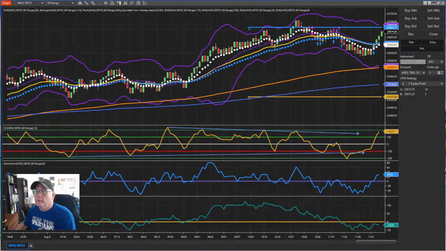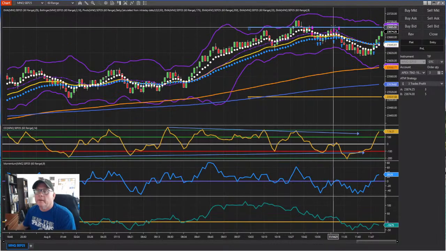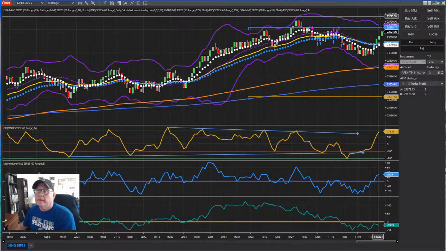Look at that, all the way back. So we had the 5 point, you have your A point, your B point, your C point, and now we're starting over again with our wave count, perhaps.